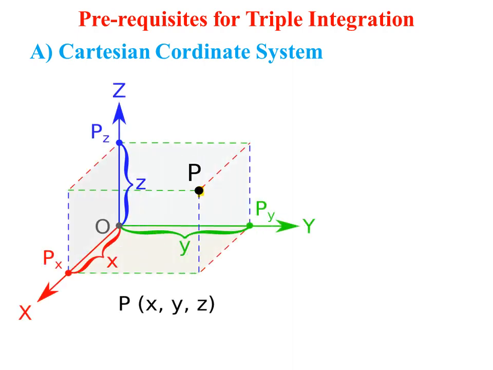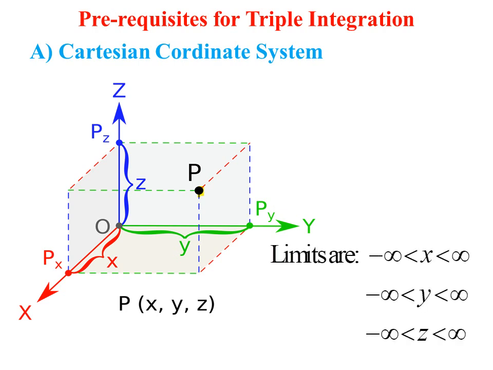Look at this figure. The black point spotted here, P, has coordinates x, y, z. So x is the distance of point Px from origin, y is the distance of point Py from origin, and z is the distance of point Pz from the origin. So P corresponds to the coordinates x, y, z.